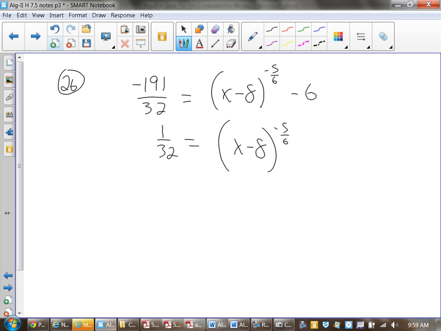Now I have to get rid of that negative 5/6 exponent. I need to turn it into a positive 1, which means I'm going to multiply by its reciprocal. What's the reciprocal of negative 5/6? I don't want to say multiply, but raise it to the power of its reciprocal. What's the reciprocal of negative 5/6? Negative 6/5. Good. So I raise this to negative 6/5, which means I raise this to negative 6/5.